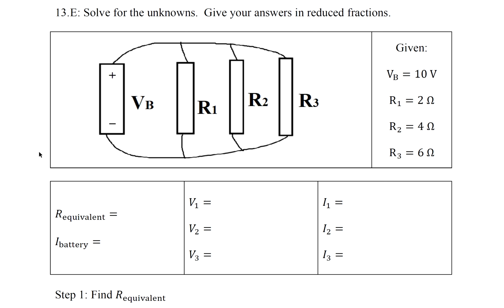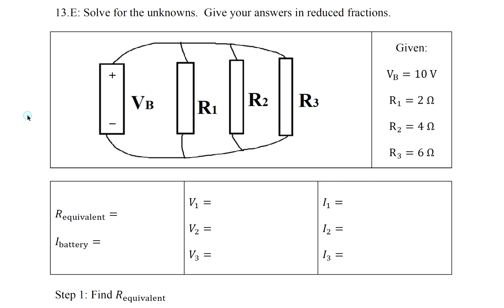Question 13. Solve for the unknowns. Give your answers in reduced fractions. So question 12, we had 3 resistors in series. Now we have 3 resistors in parallel. So we're given this information, and we have to solve for these 8 unknowns.